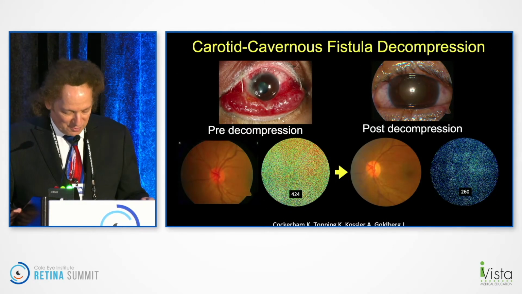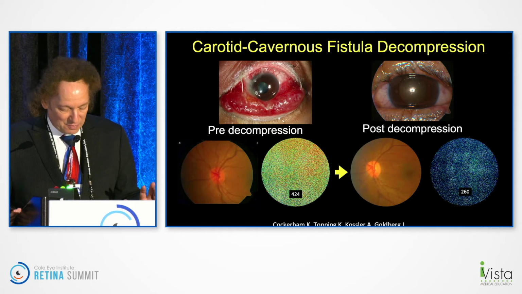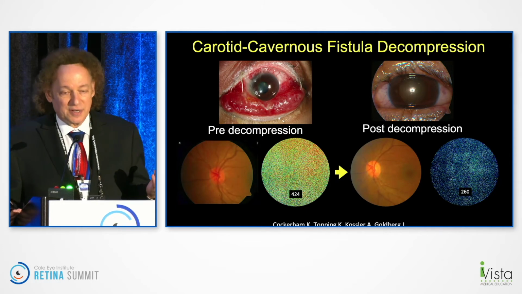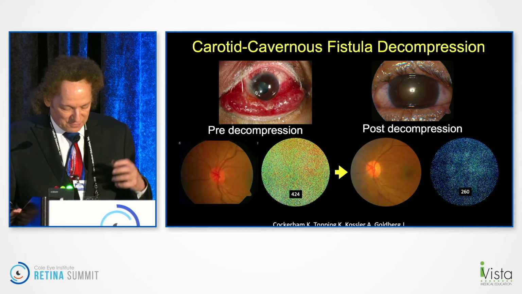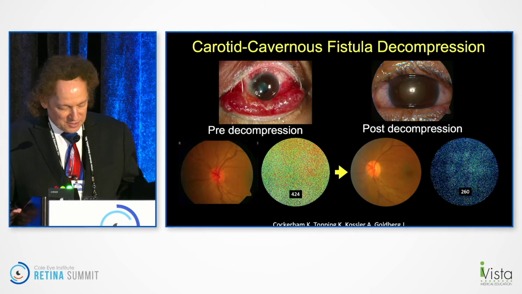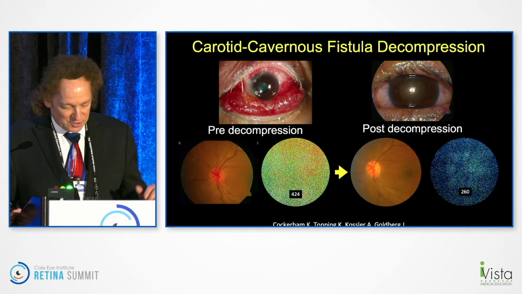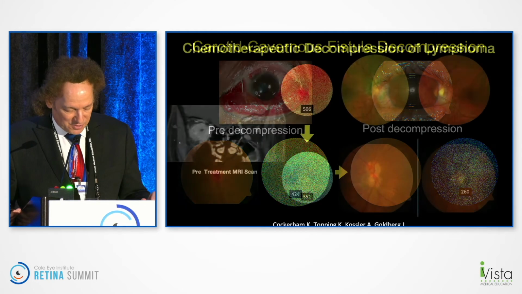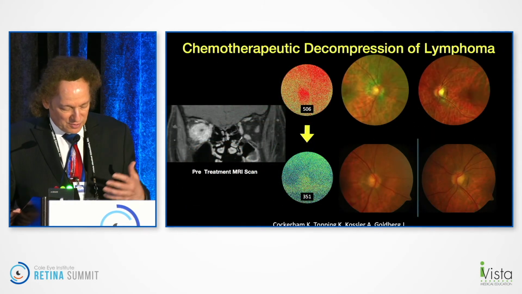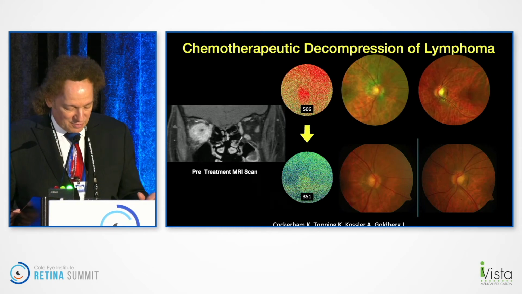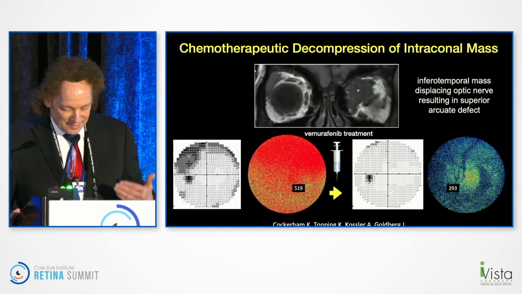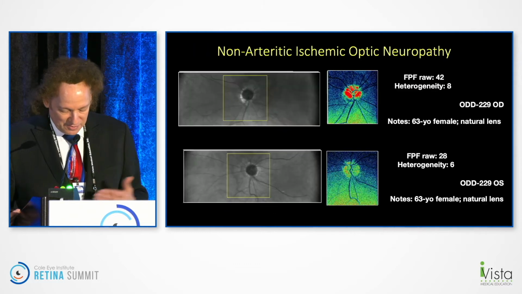This is some work that has been done at Stanford where they were interested in optic nerve disease, and they looked at various scenarios where you had stressed optic nerves, and you can see that after the stress is removed, in this case it was a decompression from a CC fistula, there's a reduction in flavoprotein fluorescence. Here's one where decompression after lymphoma, again, reduction. Here's one from an interconal mass, reduction.